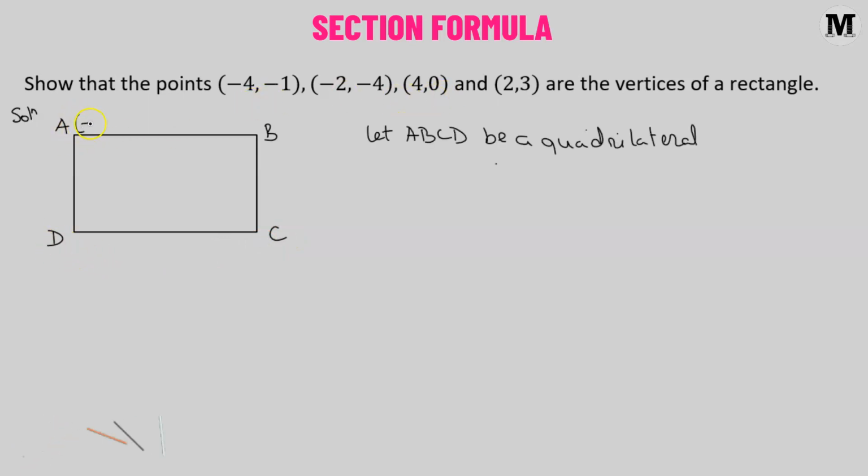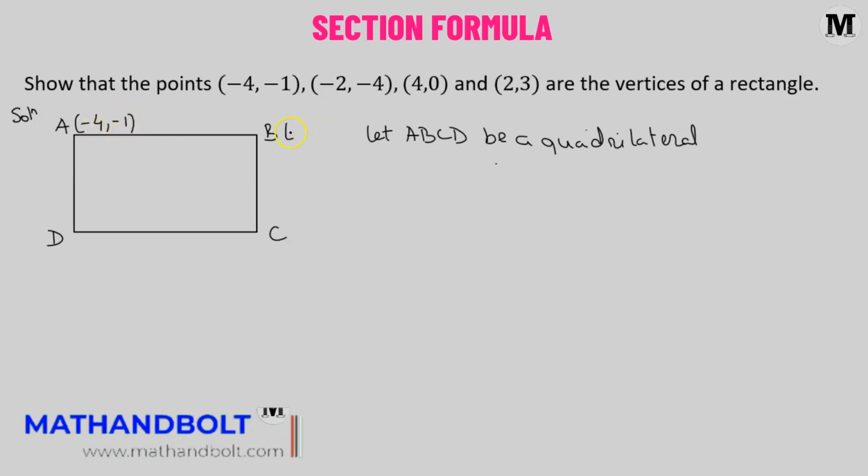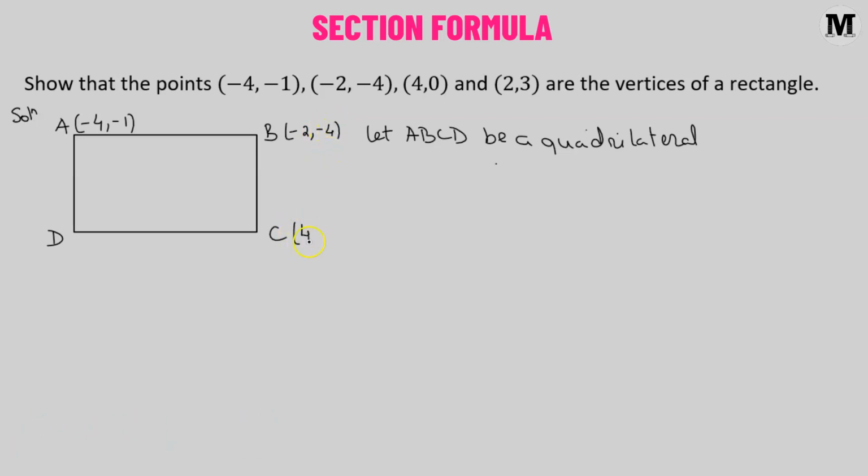So we'll suppose that A has the coordinates (4, -1). B has the coordinates (-2, -4). C has the coordinates (4, 0) and D has the coordinates (2, 3).